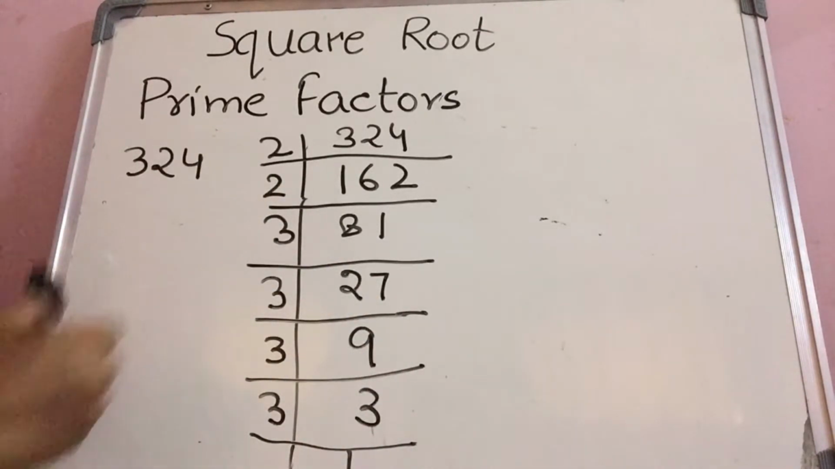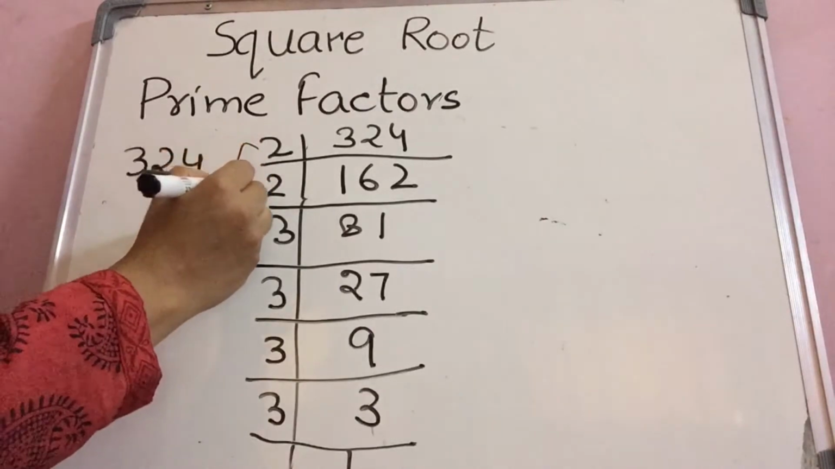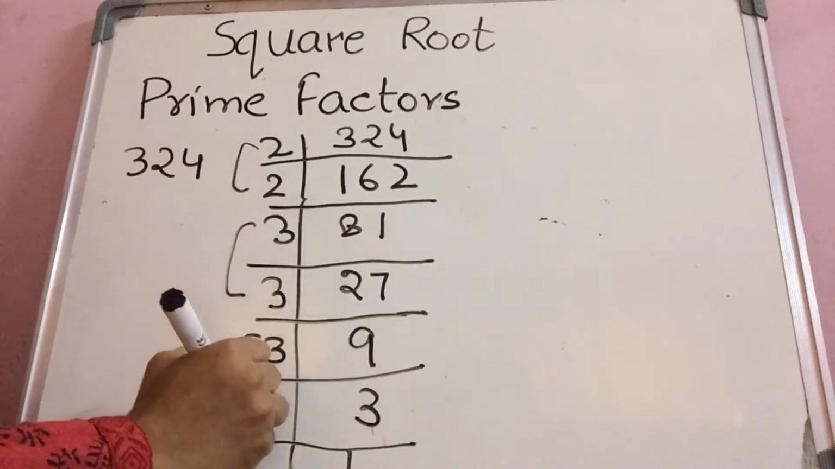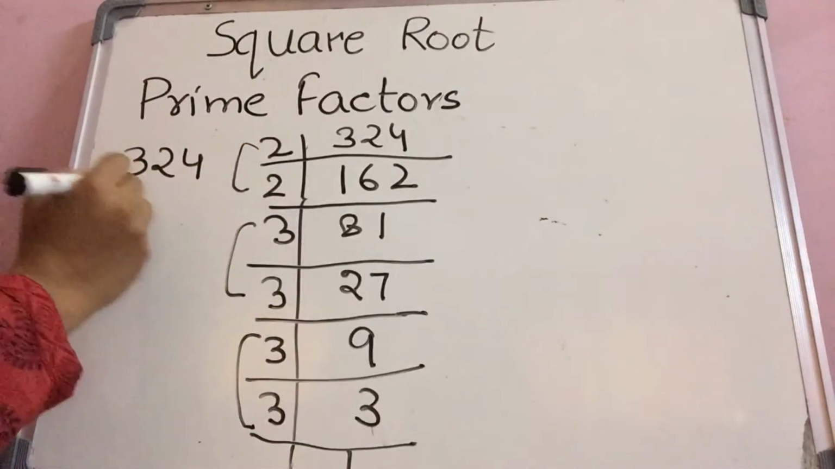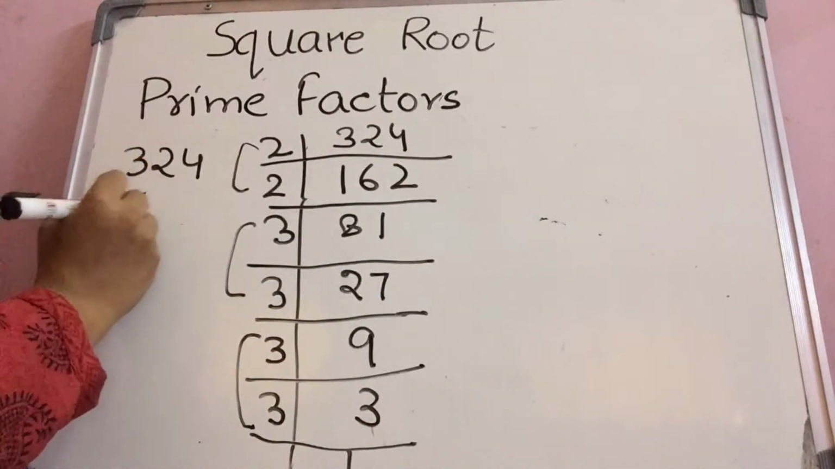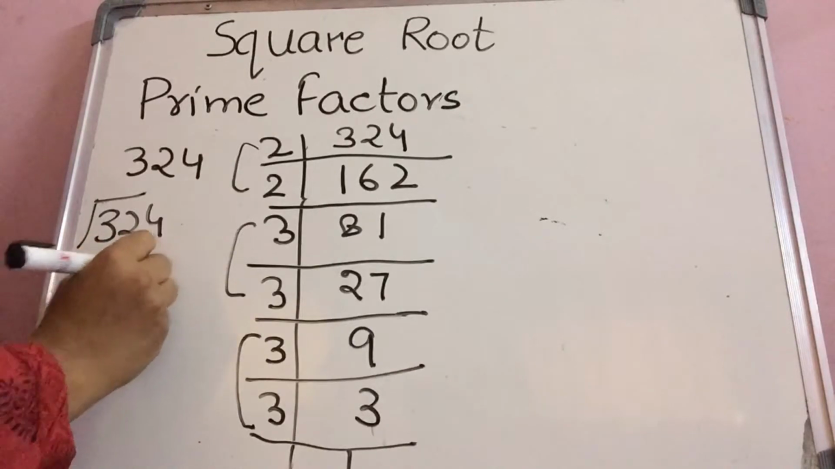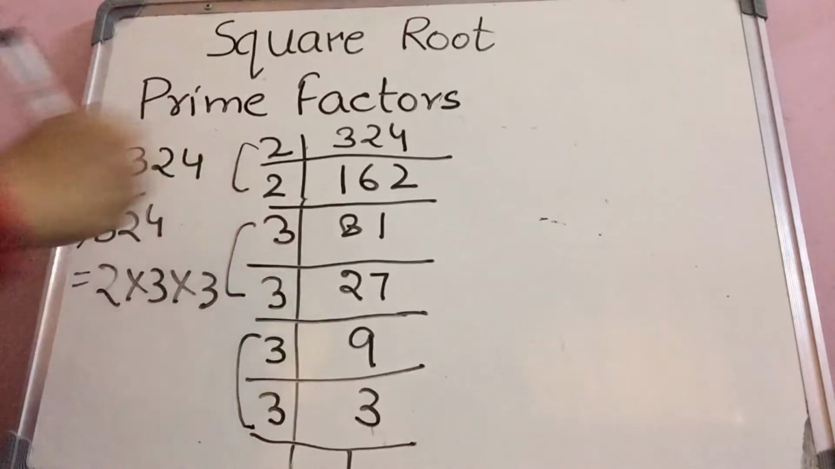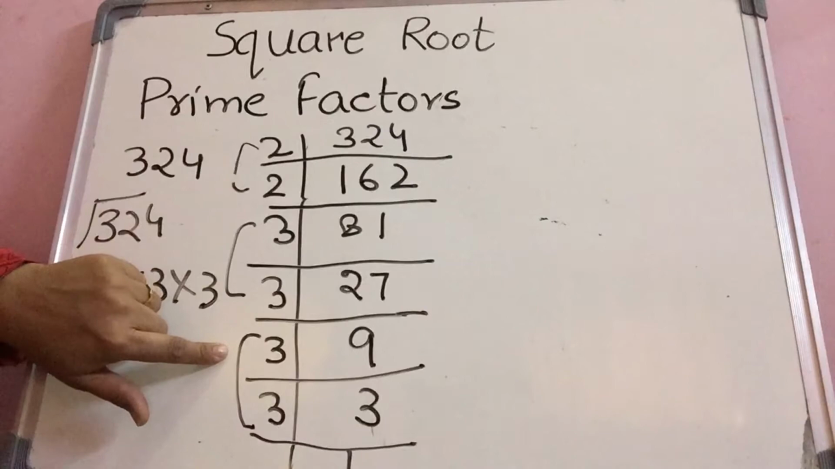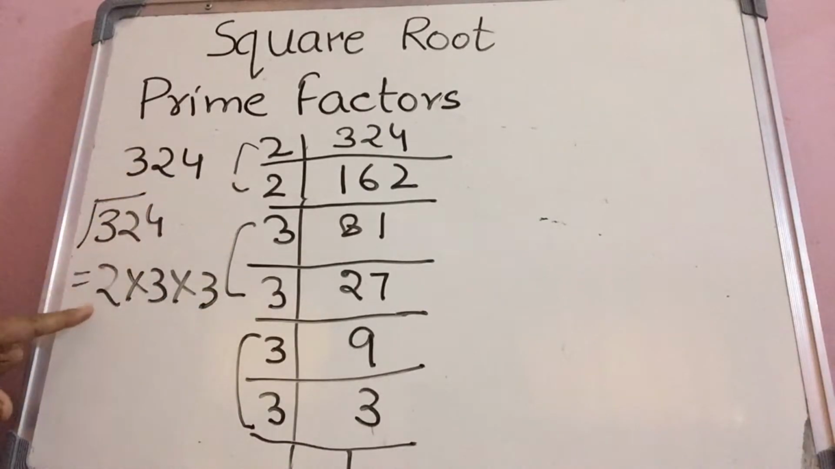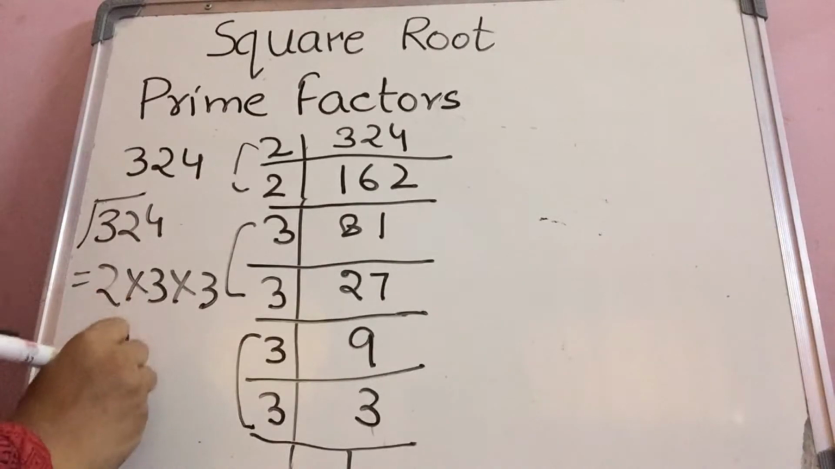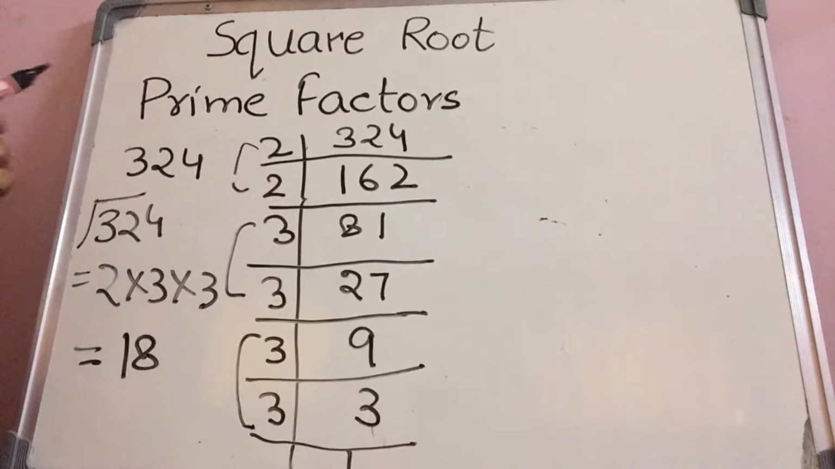Now we'll pair them up. We'll take 2 from pairs. Now the square root of this number 324 will be 2 into 3 into 3. We'll take 1 from each pair, one number from each pair: 2 into 3 into 3. That is 18. So the square root of 324 will be 18.